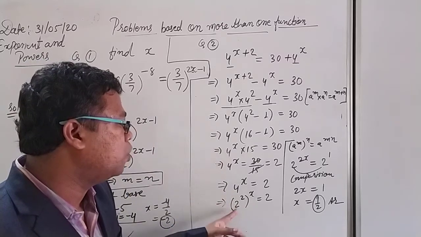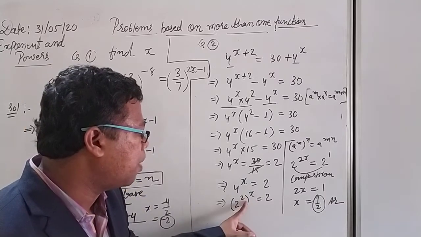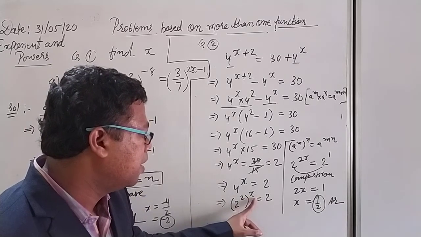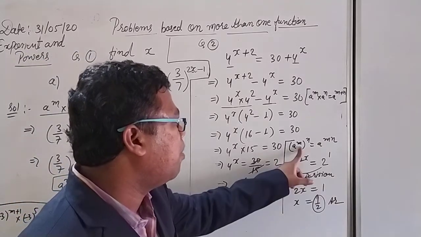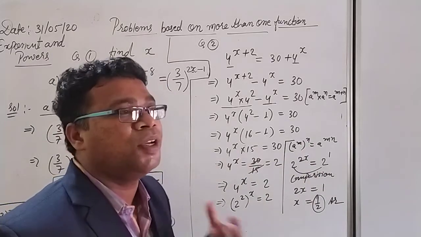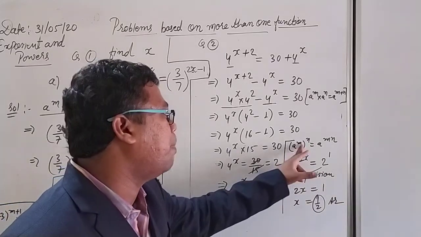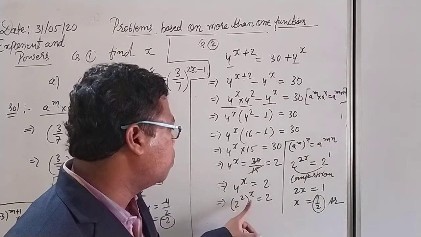So what can I write down in place of 4? Actually 4 can be written as 2 square also, because 2 twos are 4. So I have written 2 to the power 2, whole power x. Again one more rule is coming into the role. See, a to the power m whole power n. If there are more powers, generally we multiply both the powers. So a to the power mn.